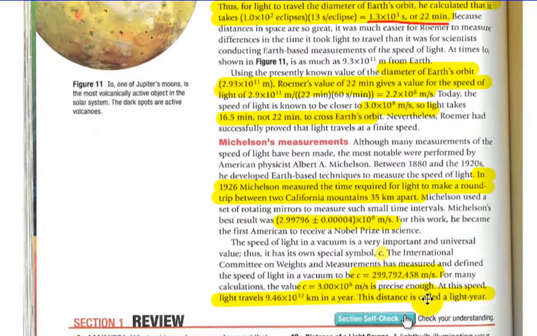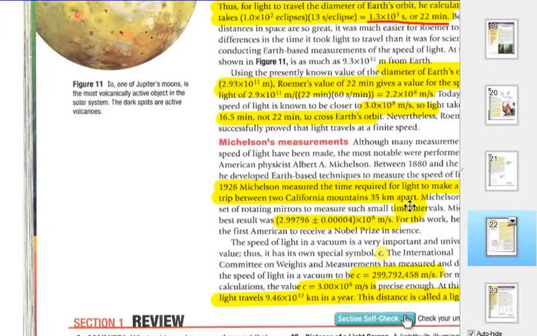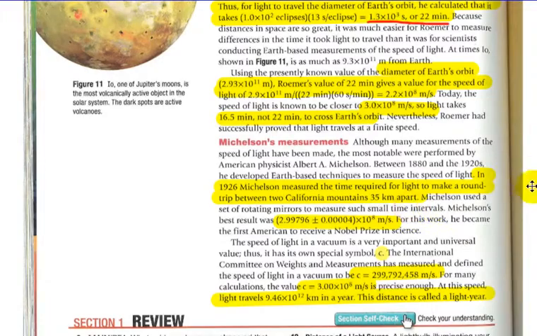That's precise enough. At this speed, light travels 9.46 times 10 to the 12 kilometers in a year. So light traveling for a full year would go this many kilometers, and that of course in science is referred to as a light year, how far light travels in 1 year.